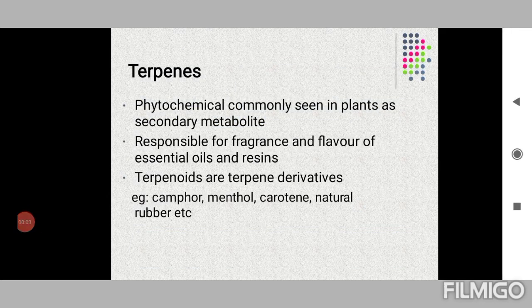Now terpenes. Terpenes are phytochemicals commonly produced by plants as secondary metabolites. And these secondary metabolites are responsible for some of the special products of plants, like those which produce fragrance or essential oils, resins. And the list is actually a long list. Now, terpenoids are terpene derivatives, like the examples given here: camphor, menthol, carotene, and a number of terpenoids can be added to this list.